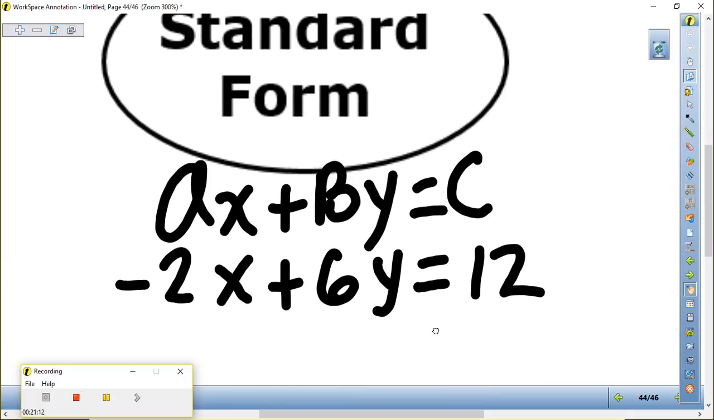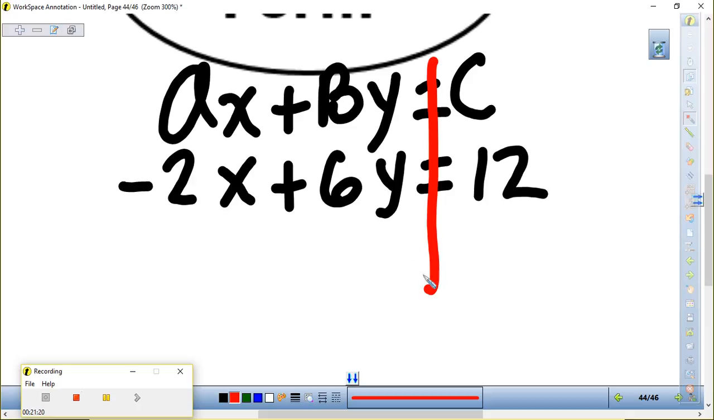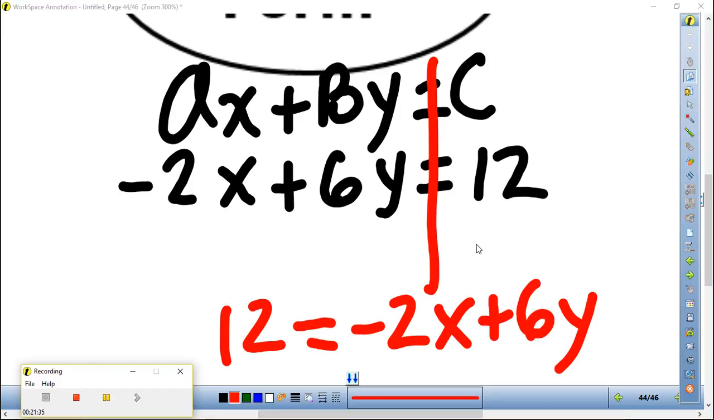Number one, that it's in alphabetical order. Do you guys see that? And number two, that both variables, X and Y, are on the same side. Let me show you how this looks with the variables on the other side. 12 equals negative 2X plus 6Y. Is it in alphabetical order? Yes. Are X and Y on the same side? Yes. All right.